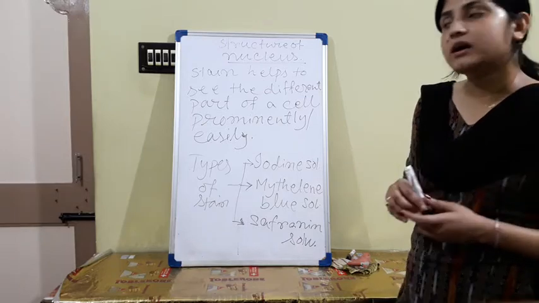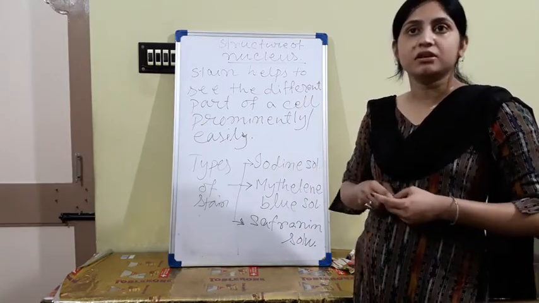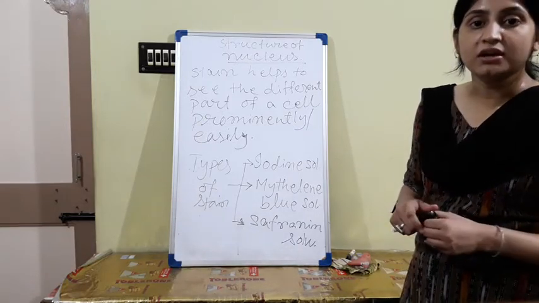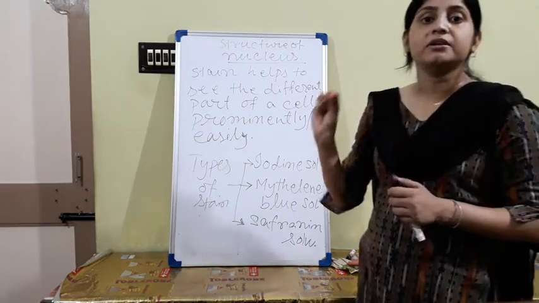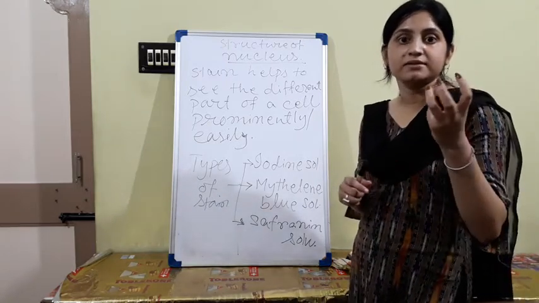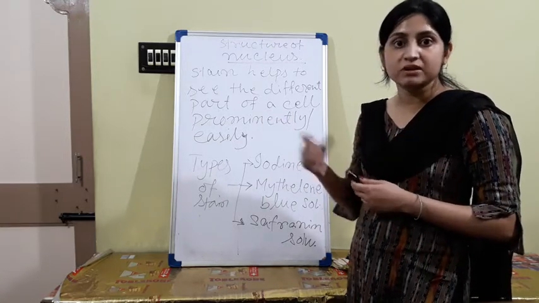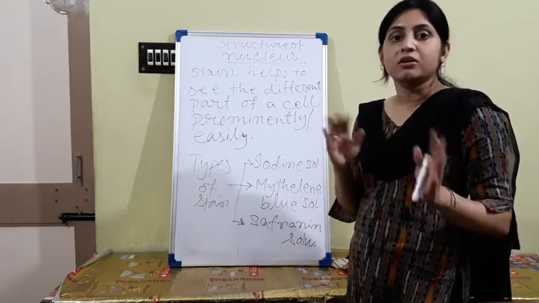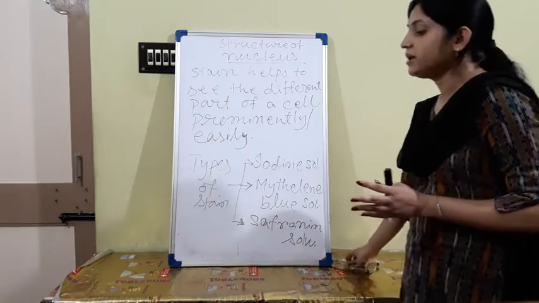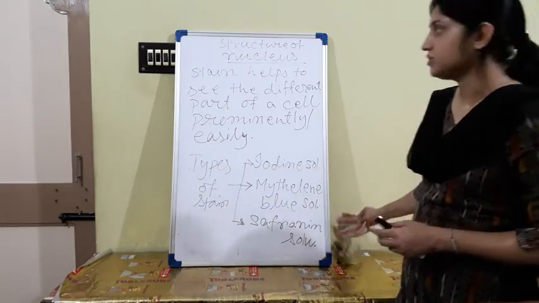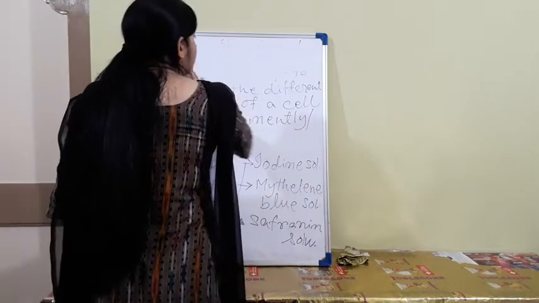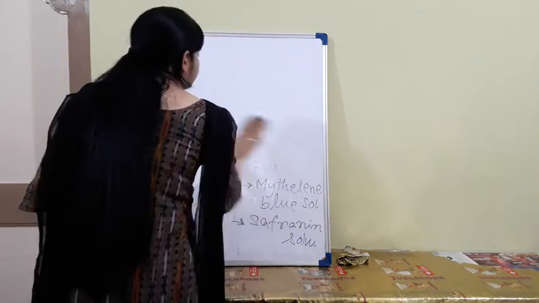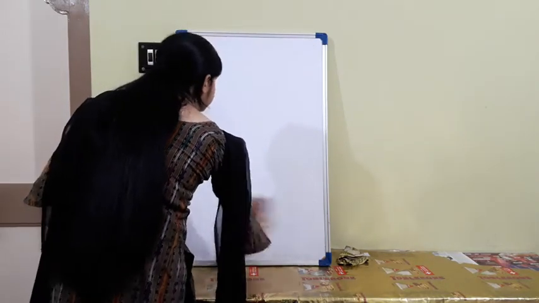Why do you see the different parts of the cell so prominently by using stain? Because cells are transparent and colorless. But different parts contain different chemical compositions. Somewhere the protein part is greater, somewhere the lipid part is more. So some parts contain more protein, some contain more lipids, and they stain differently. That is why you use stain to see the different parts of a cell. Cytoplasm stains lightly, but the nucleus stains very dark, so you can identify the different parts of a cell very easily.